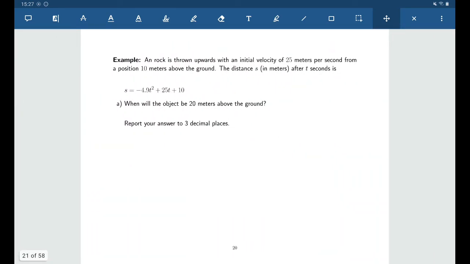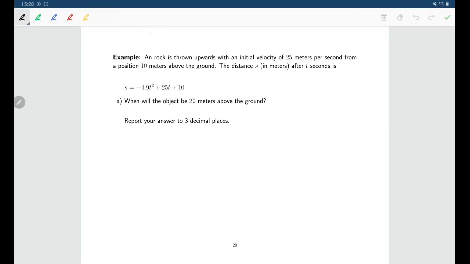All right, a nice little word problem here. I've got an equation that relates S, how high the rock is above the ground, to T, how long it's been since the rock has been thrown. So one little thing that we'll probably want to keep in our minds here is that if time equals 0 is when the rock initially gets thrown, then time itself needs to be something positive.